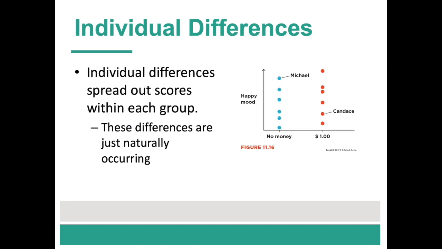When it comes to individual differences, this is just where everyone has their own overall naturally occurring differences. So Michael's a really happy person. Candace over here is a less happy person. So even though Michael didn't get any money, he's just more happy on average. Candace got money, but still is just not that happy. So in this study, we wouldn't be able to tell a difference between the two groups because they look basically the same because of how much naturally occurring differences there are in happiness.